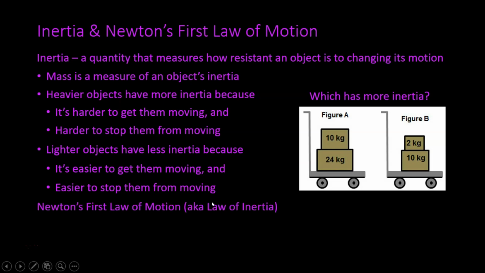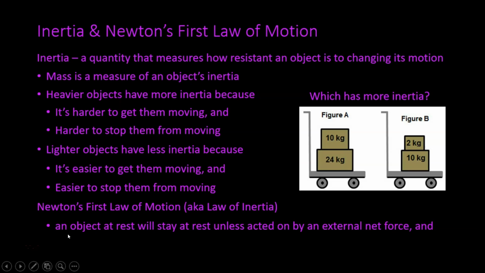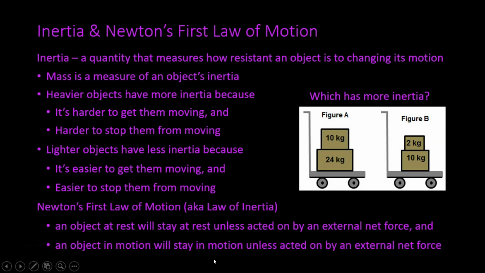Let's move on and talk about Newton's first law of motion, which is also known as the law of inertia. So Newton's first law says an object at rest will stay at rest unless acted on by an external net force, and an object in motion will stay in motion unless acted on by an external net force. So for instance, the book that's sitting on your desk, we know that if you don't push it or something else doesn't push it or pull it, it's just going to stay there. That's what this first part means. It's going to stay there at rest unless acted on by an external net force.